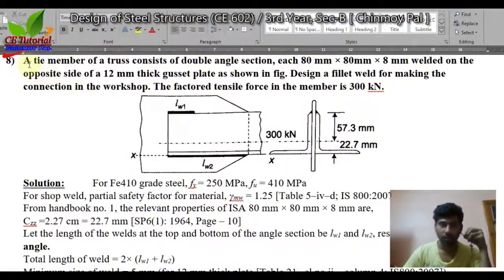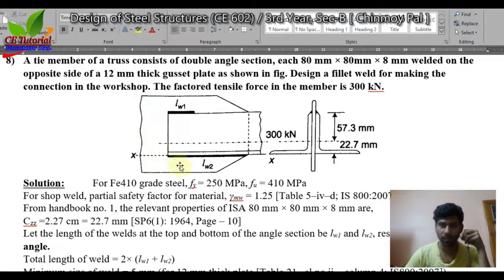আমরা আজকে প্রবলেম নাম্বার 8 থেকে স্টার্ট করব ওয়েল্ডিং কানেকশনের। তো প্রবলেম নাম্বার 8 ইজ এ টাই মেম্বার অফ এ ট্রাস কনসিস্ট অফ ডাবল অ্যাঙ্গেল সেকশন ISA 80-80. This is equal angle section 80-80 equal angle section welded on the opposite side of 12 millimeter thick gusset plate as shown in the figure.